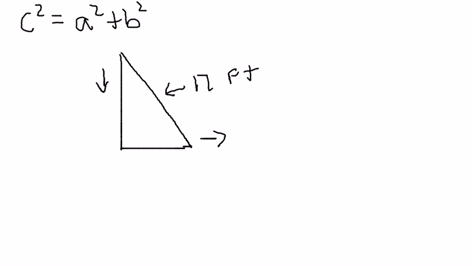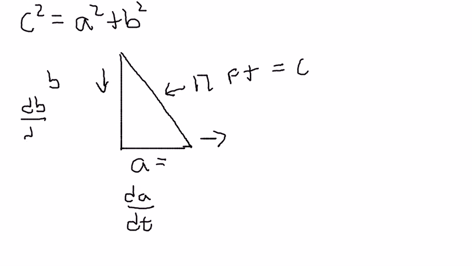So let's define our variables. First of all, obviously our hypotenuse is C. Let's allow this bottom side to be A, and the rate at which A is changing is dA/dt. Let's let this left side be B, and the rate of change of this is dB/dt. In the scenario I made up, I want to know how fast the ladder is going down the house, so I want to find dB/dt.